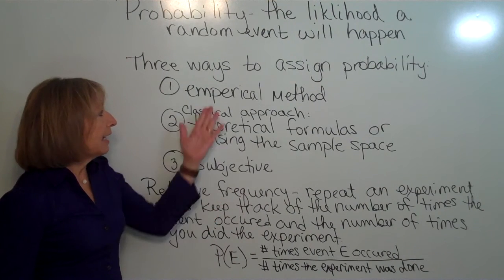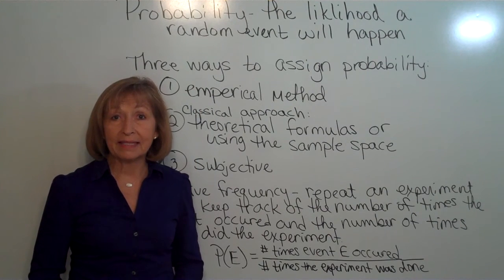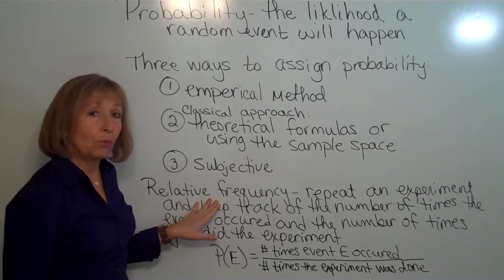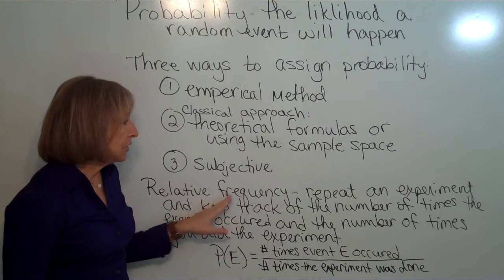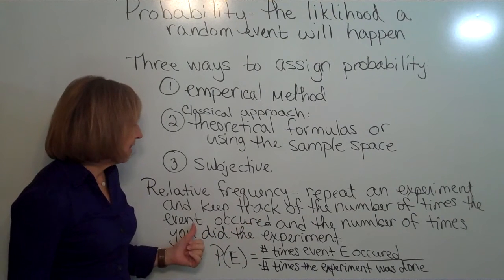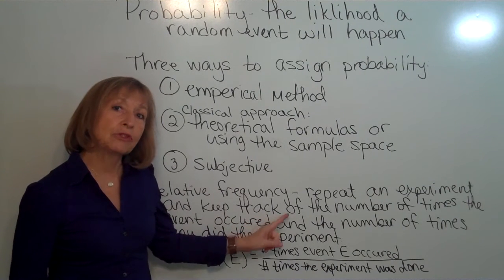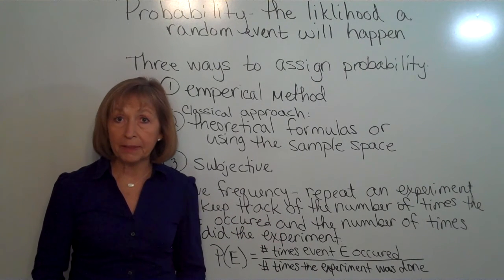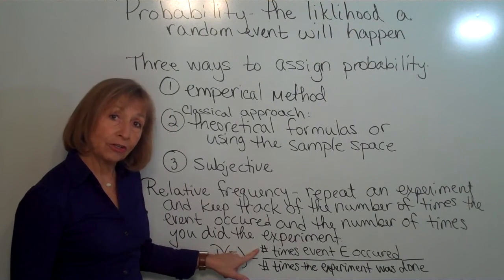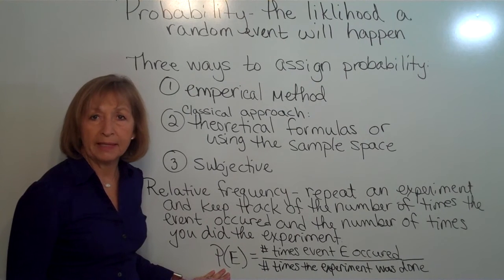Our idea of then how we would look at each of these and do the assignment of probability with these different methods. What we look at first is the empirical method. One way would be relative frequency. So we would repeat an experiment and keep track of the number of times that the event we were focusing our attention on actually happened, and also keep track of the number of times that we did the experiment. And then we make a ratio of the number of times the event occurred divided by the number of times we did the experiment, and that will be the assignment of probability.